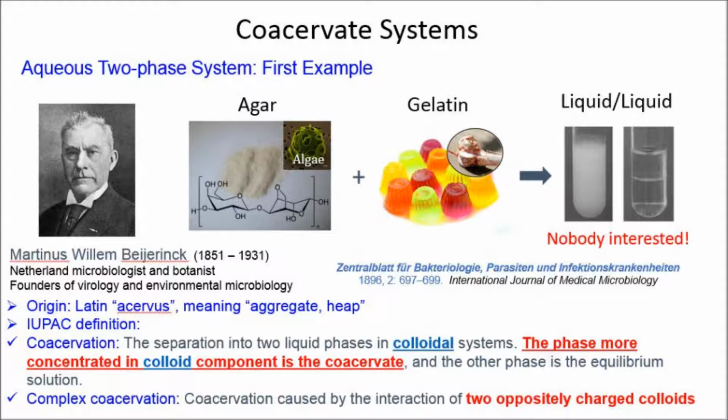The first example of a coacervate system was demonstrated in the late 1800s by a Dutch biologist who found that after mixing aqueous solutions of agar and gelatin and letting the mixture settle, the mixture would separate into two phases after settling had occurred.